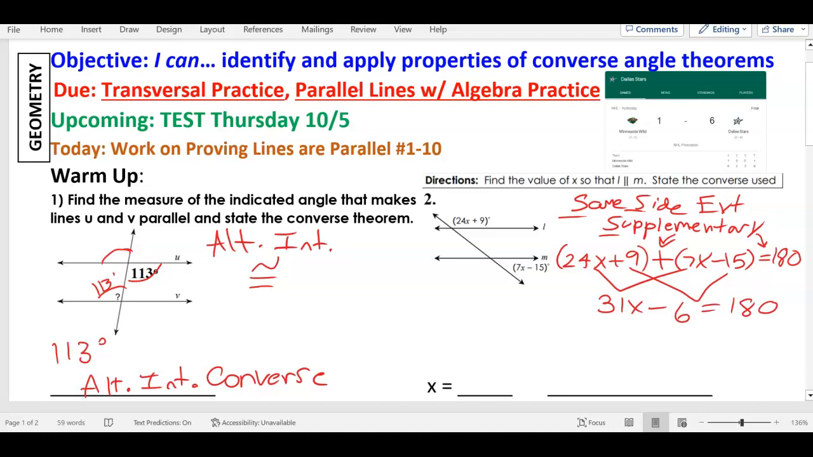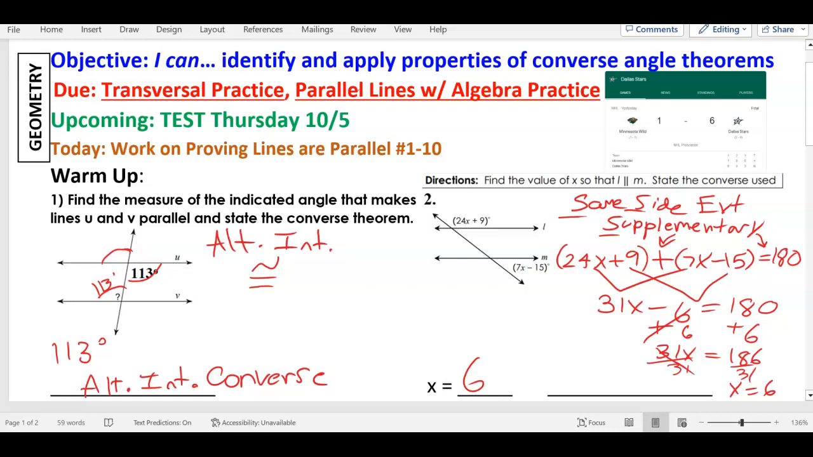And you get rid of the loner. To get rid of a minus 6, we add 6 to both sides. 180 plus 6 is 186. And then how do I get rid of that 31? Divide. What's 186 divided by 31? Okay, it is 6. And you could, in theory, plug it back in to get the other ones.